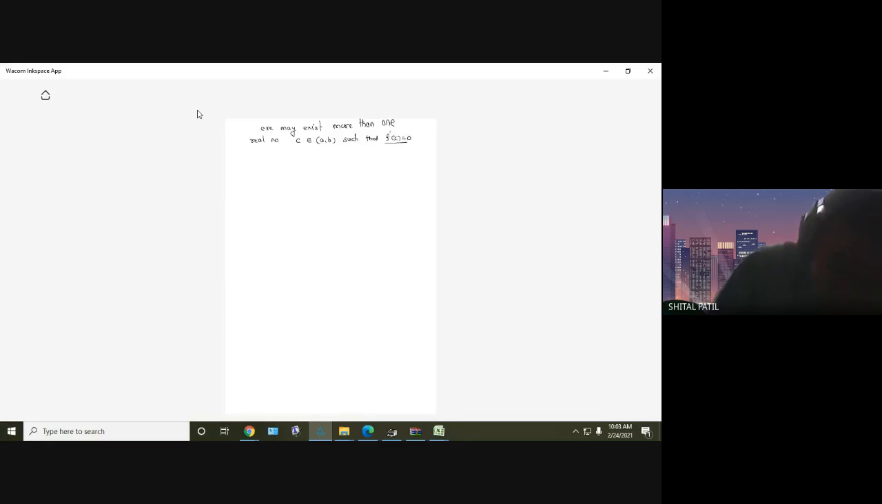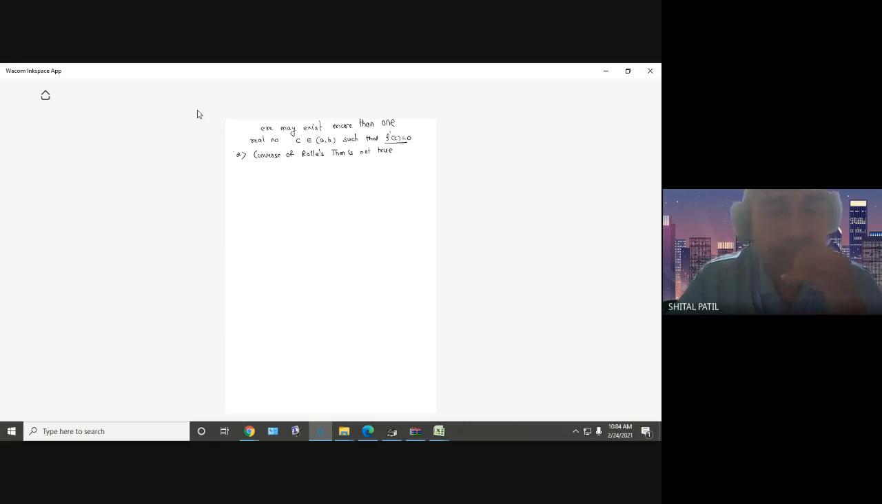While solving the example, I'll give you few examples where there exists more than one c for which f dash of c equal to 0. Okay, right. Second, converse of Rolle's theorem is not true. क्या मतलब इसका?